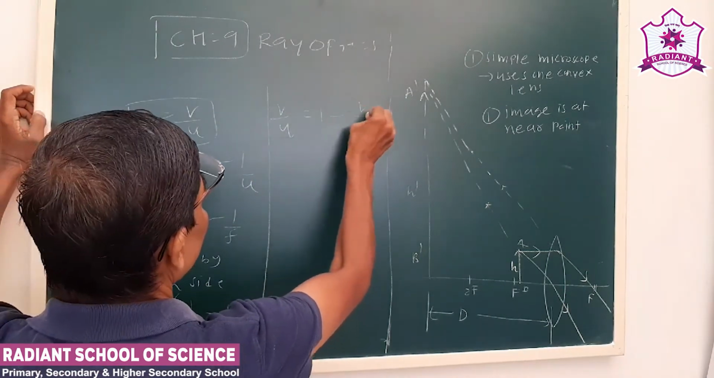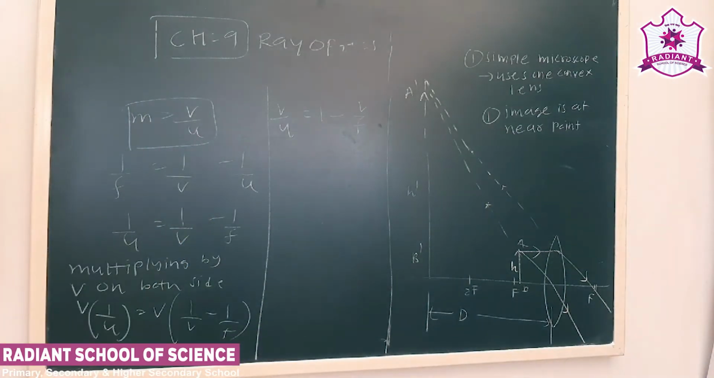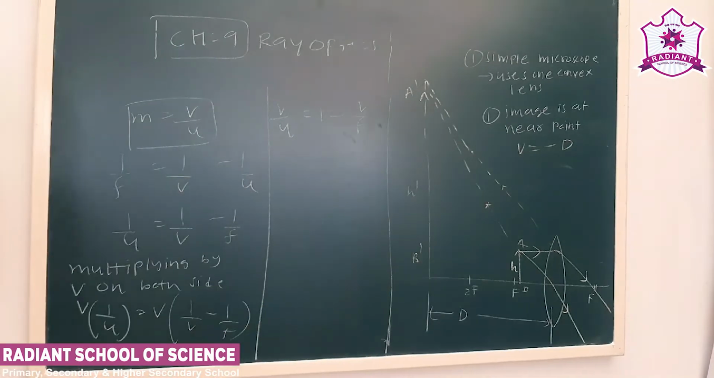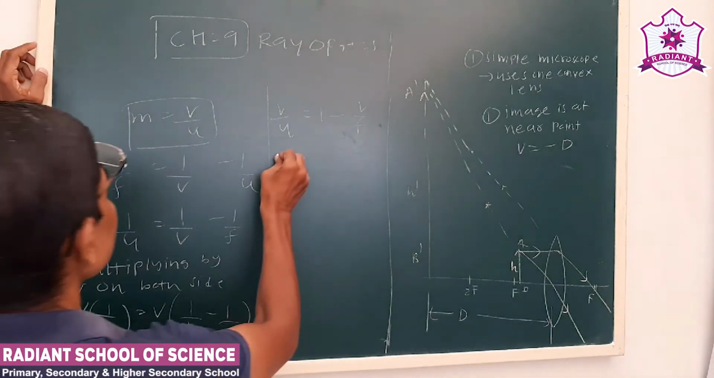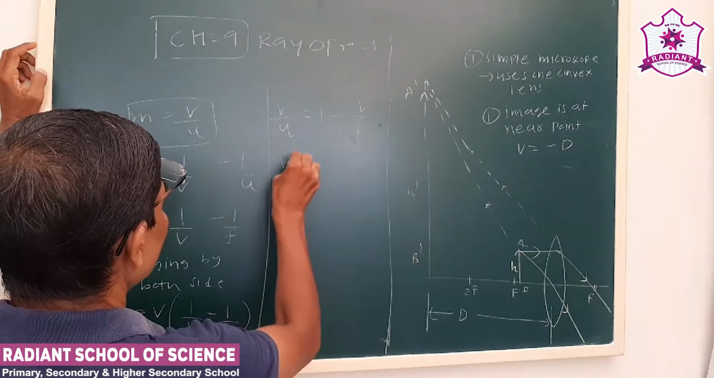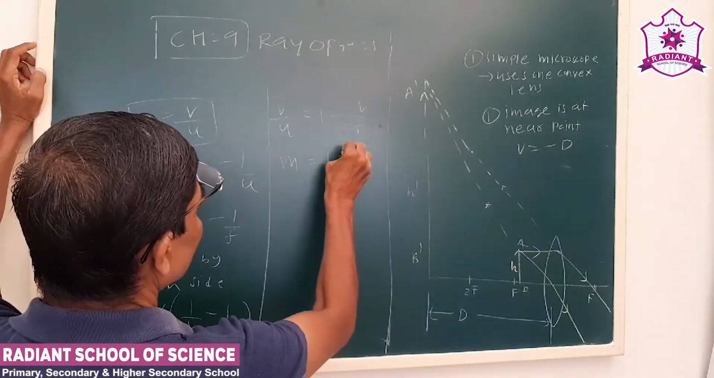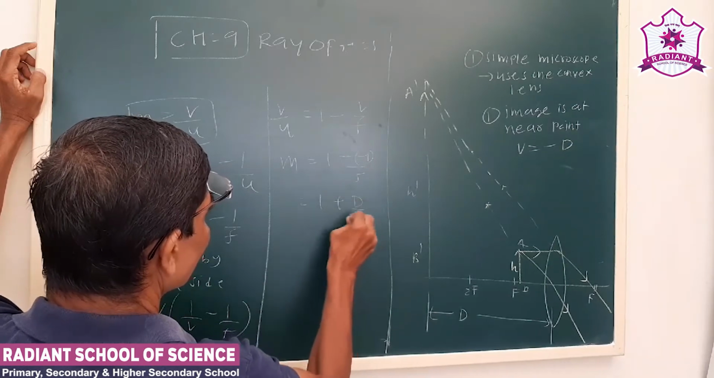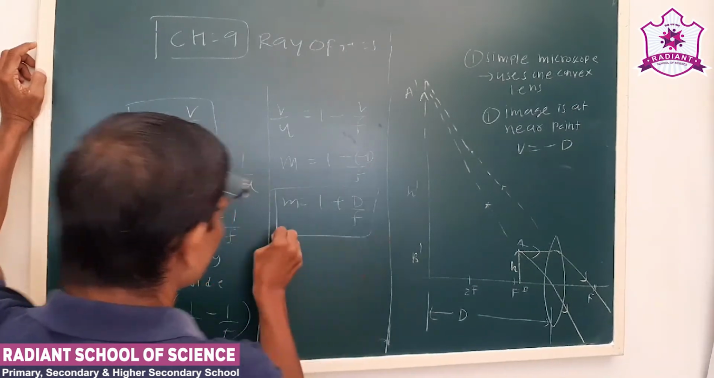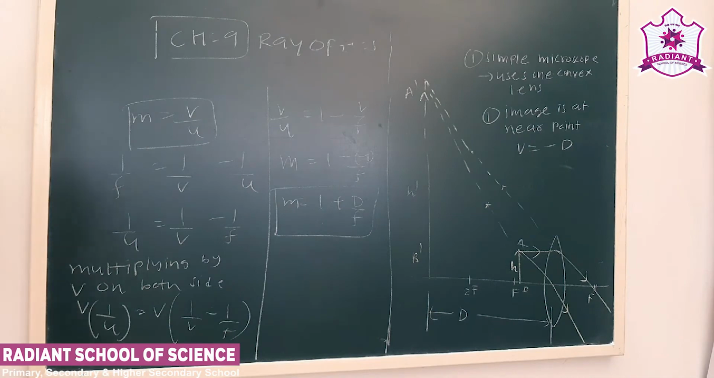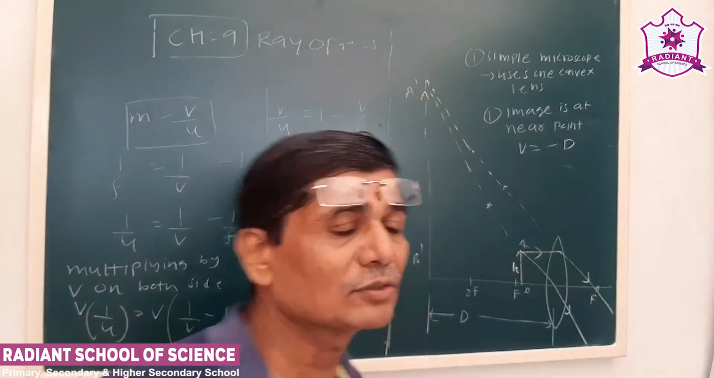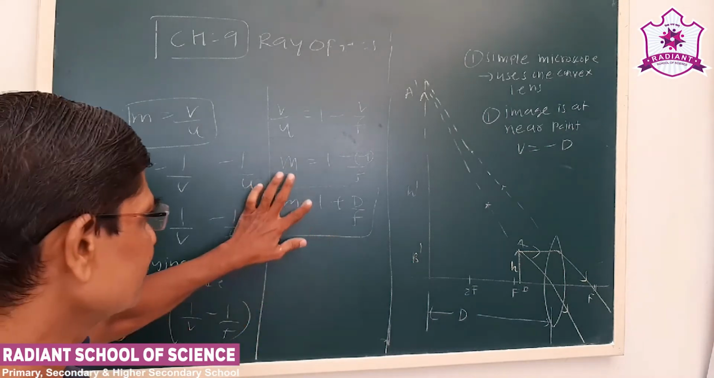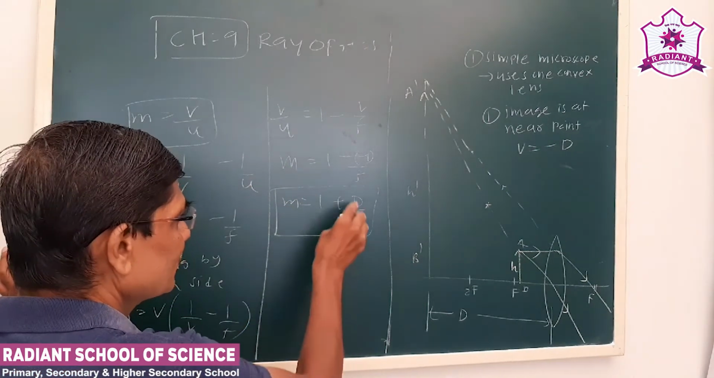Now see, v upon u is 1 minus v upon f. Now see, here the image is at a near point. So we assume v is equal to minus d. D shows the near point. Now v upon u is m. See, v has minus, minus f. So 1 plus d by f. So for simple microscope, when the image is formed at a near point, the magnification is m is equal to 1 plus d by f.